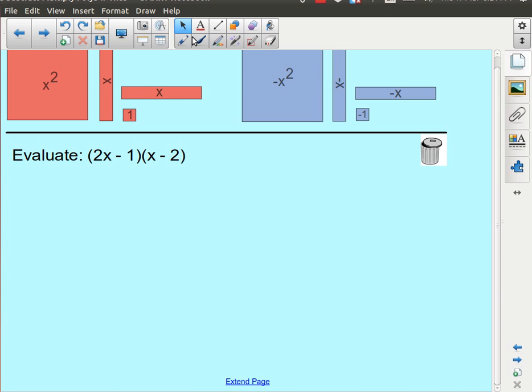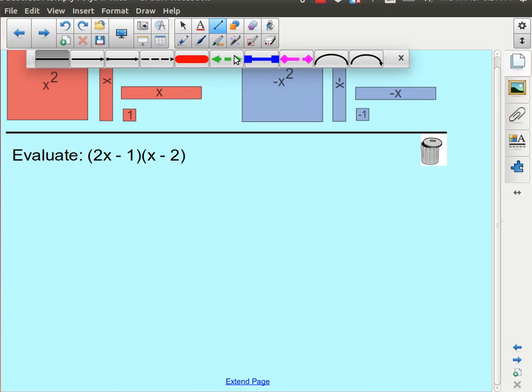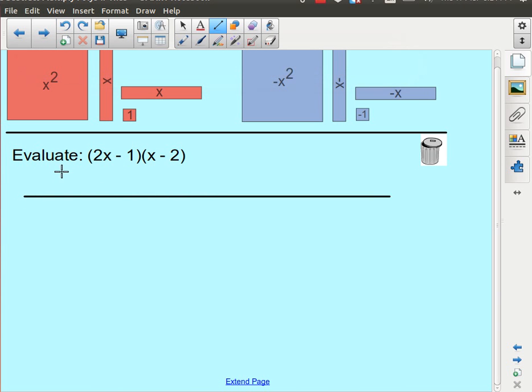2x minus 1 times x minus 2. Now for this one, just for the sake of room, I might have to switch things up. So I'm going to put my 2x along the top. This is another limitation of Algebra Tiles. They're very great tools, but they take up some real estate. You have to have some room to work with them. So there's my 2x minus 1 across the top, and I've got x minus 2 along the side. And now go ahead and fill those in.